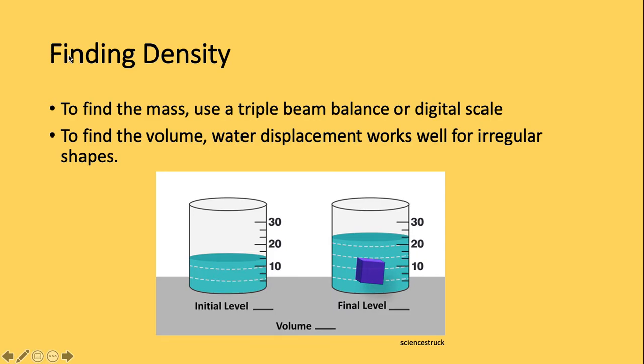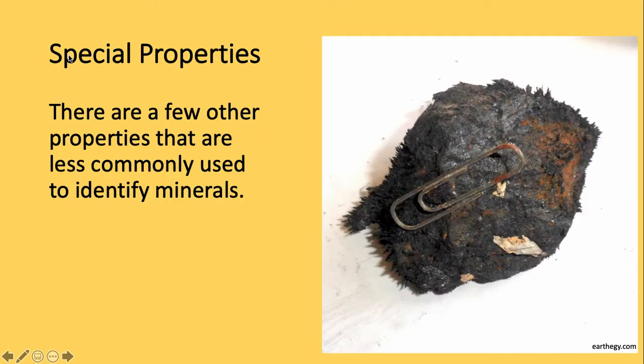To find the mass, you use a triple beam balance or a digital scale. To find volume, water displacement works well for irregular shapes. That's when you have an initial level and you drop something in, and then however much it raises up is the volume of the object that you dropped in there. If the mineral is a regular shape, like a cube or a rectangle, you can do length times width times height. And that also works for volume.